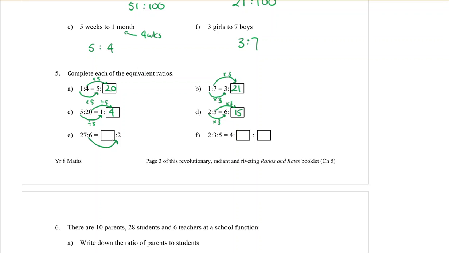It's either dividing or timesing. So I'm going from 6 to 2. How am I going to get from there to there? Joey's the only one telling me. From 6 to 2. Divide.